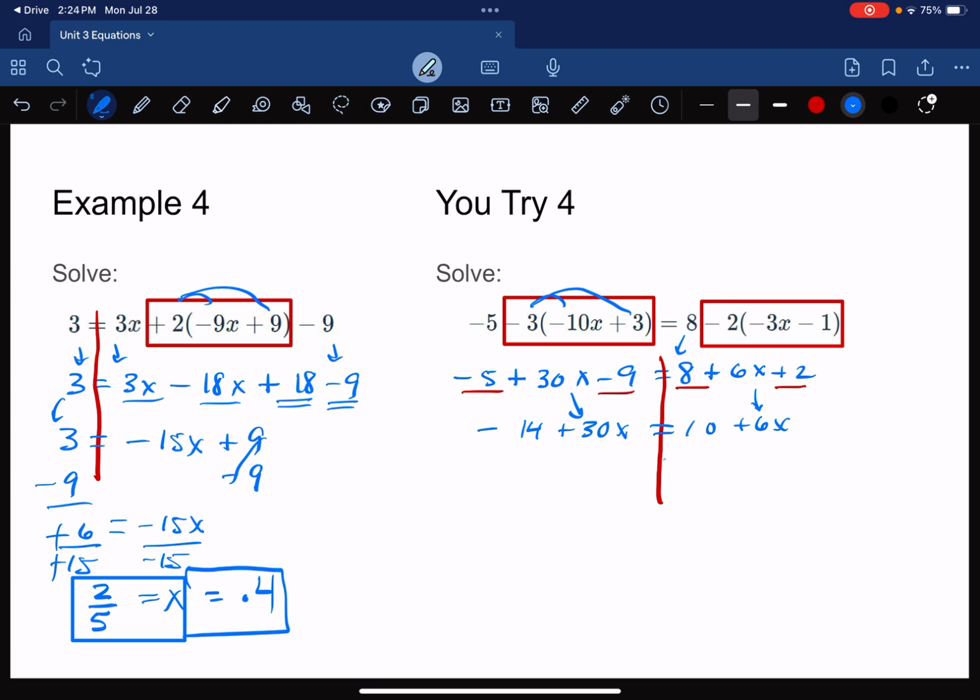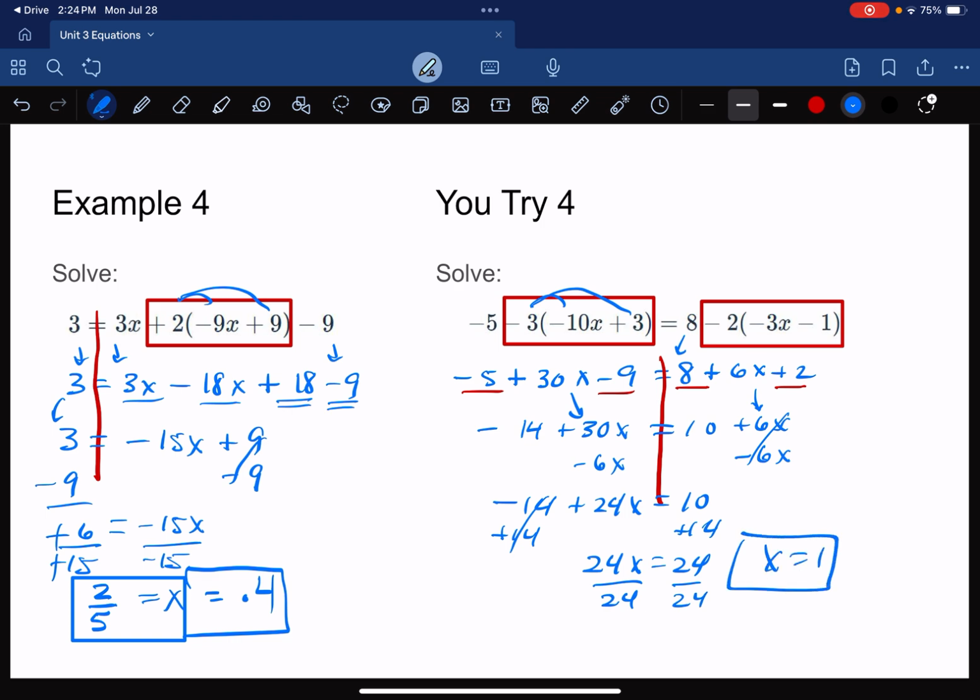Now we're doing opposite sides. 6 is smaller than 30. Those two belong together, so I'm going to subtract 6x to get rid of that. Negative 14 comes down. 30 minus 6, 24. Now add 14, because it belongs with the 10. Didn't mean to write 10. I meant to write 14. That's 24. Oh, look at that. Divide by 24. X equals 1. Okay.